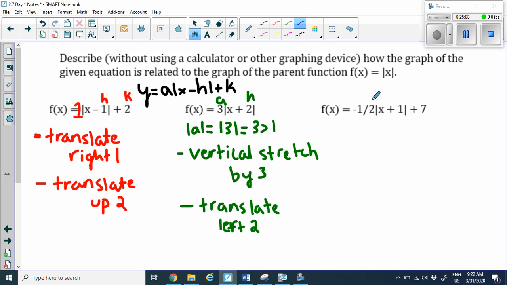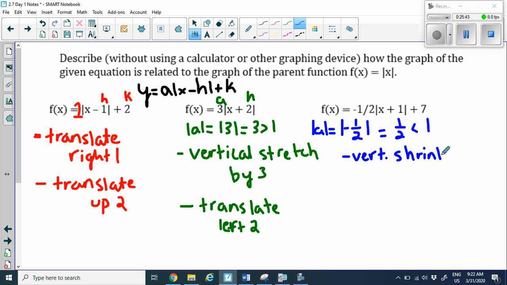Okay, let's go and do our last one. Notice that I do have a negative, so that means I do have a reflection. And notice I have an a value. Now, let's take the absolute value of that a. So I take the absolute value of negative 1/2, which gives me 1/2, which is smaller than 1. So that means I have a vertical shrink by 1/2.